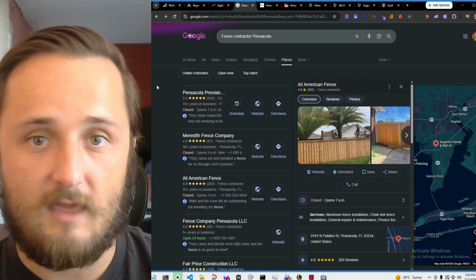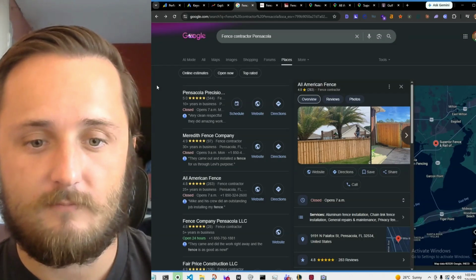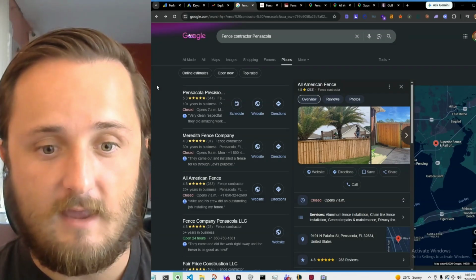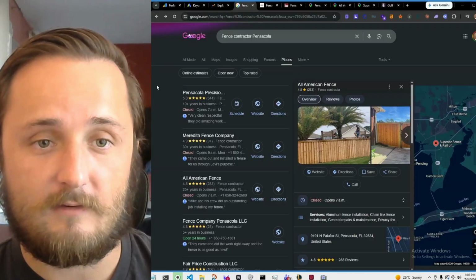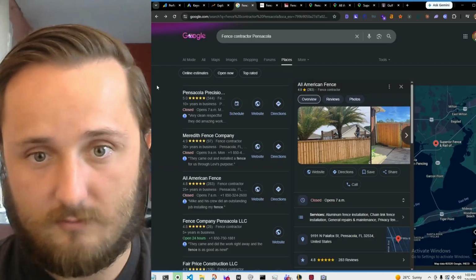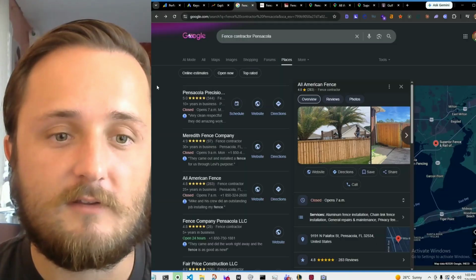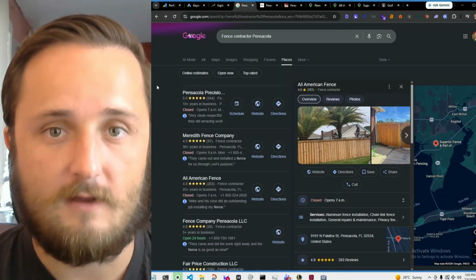a keyword in the city that I'm trying to target. So if I was trying to rank a fencing company in Pensacola, what I would do is search the keyword that I'm trying to rank for, right? Then I'm going to go look at the current Google business profiles.